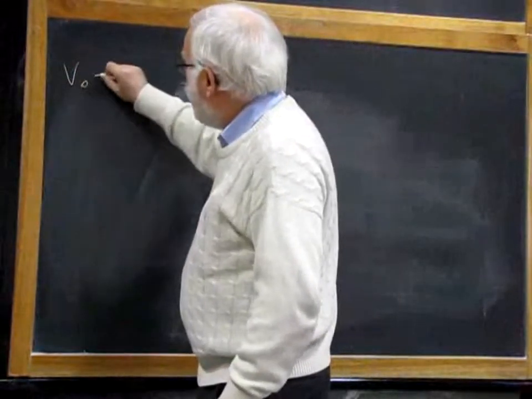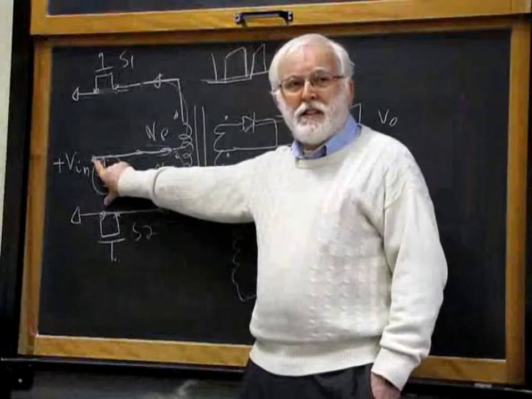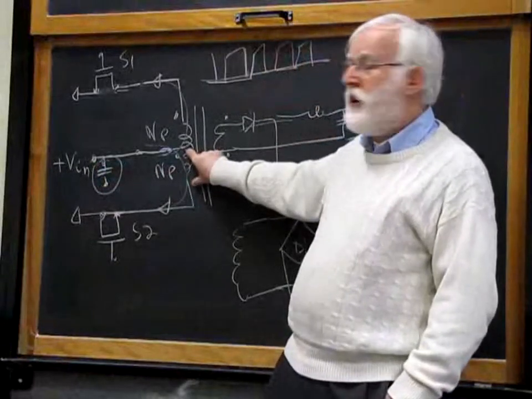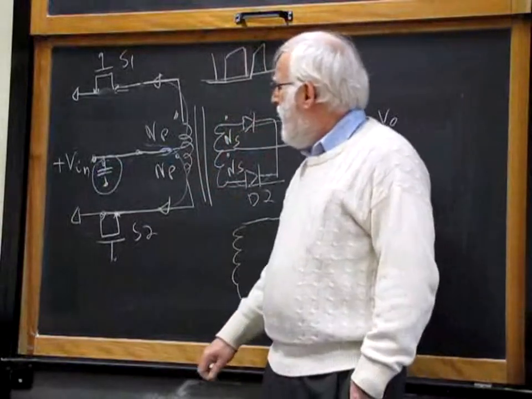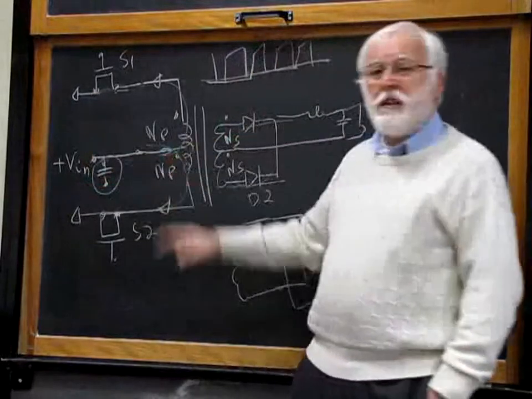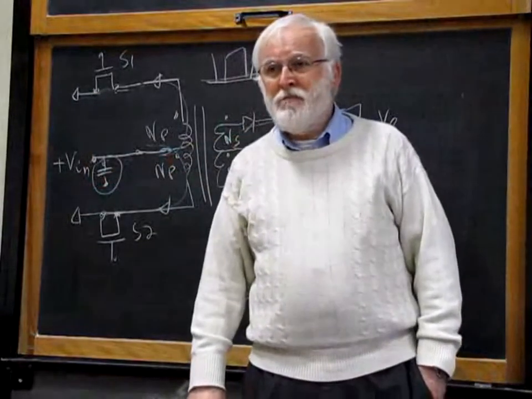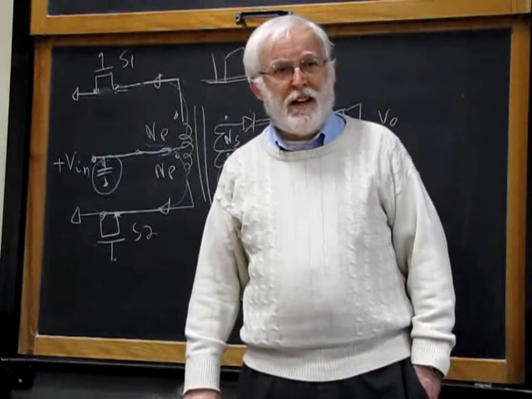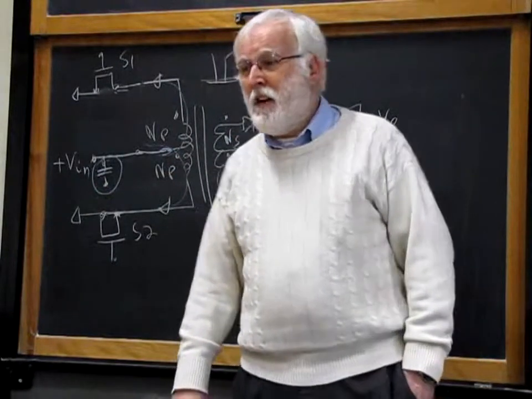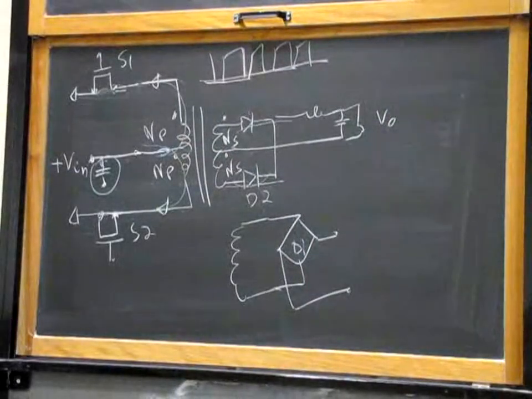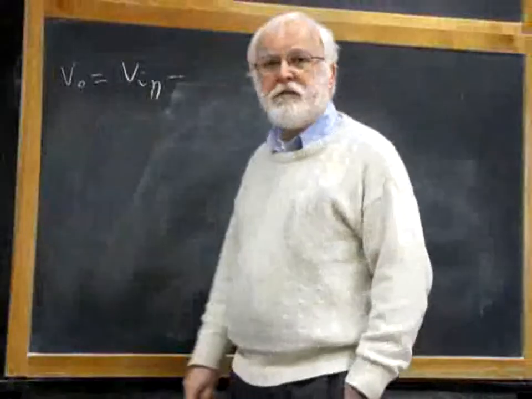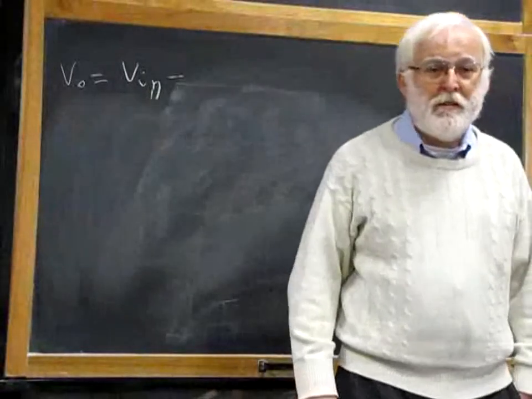So, looking for V0 equals, let's start from the input. From the input, we have a V voltage applied to the primary of my transformer. Oh, I forgot to mark that this is NS and NP. Is all the input voltage applied to the winding? No, there are voltage drops along the path, along this loop. And so, we will start with Vin minus, what voltage drops do you see in the input path?